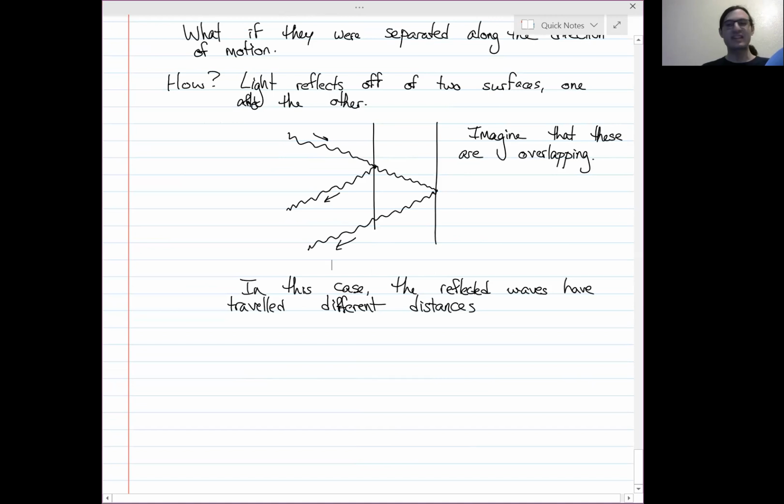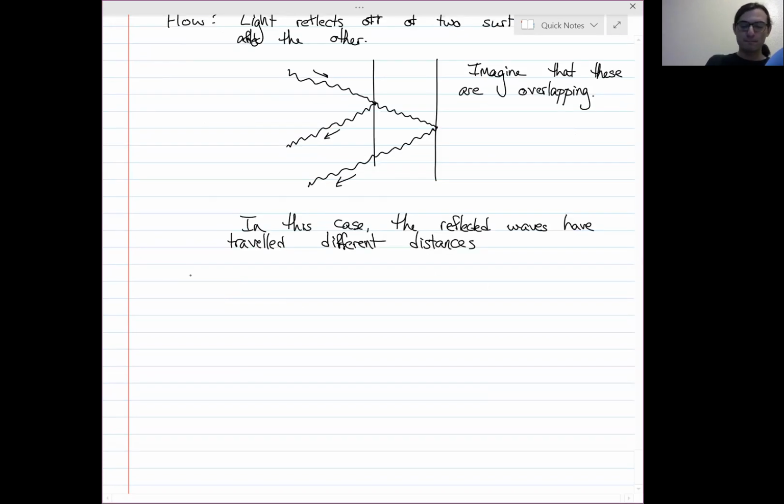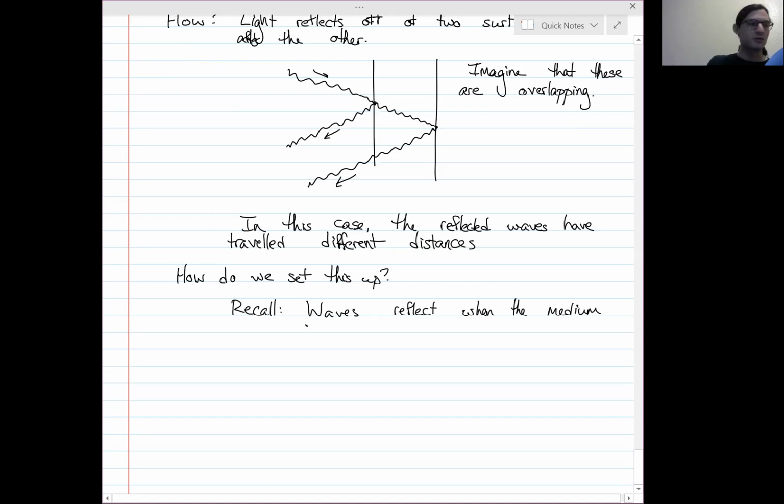So how do you get this to happen? How do you produce these reflections that can also transmit? Well, oh boy. Here's something to recall from a while ago. It's really just 2 weeks ago. Waves reflect when the medium changes. But they also transmit.